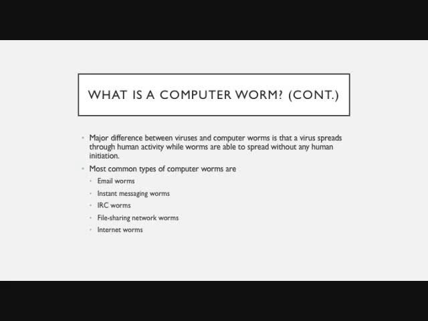Although computer worms are classified as a type of virus, they possess several characteristics that distinguish them from regular computer viruses. A major difference is that viruses spread through human activity, while computer worms are able to spread without any human initiation. Also, unlike regular viruses, worms are able to create multiple copies of themselves to send to other computers. Some of the most common types of computer worms are email worms, instant messaging worms, IRC worms, file sharing network worms, and internet worms.